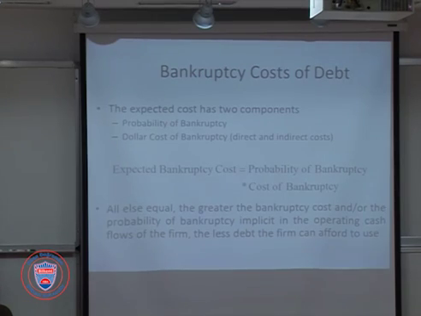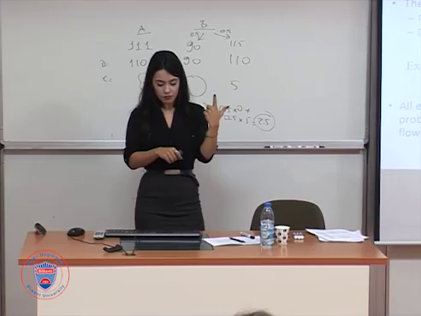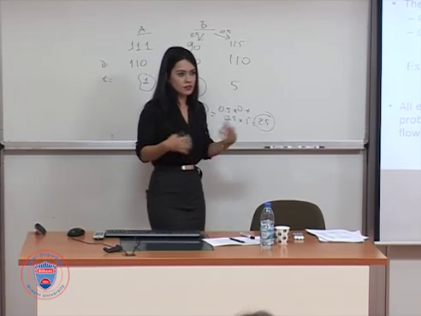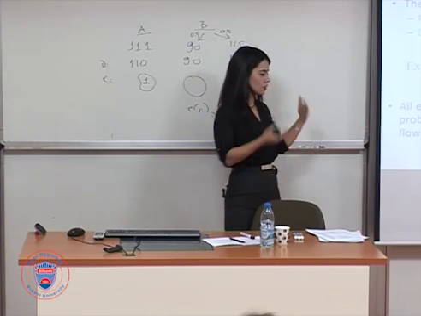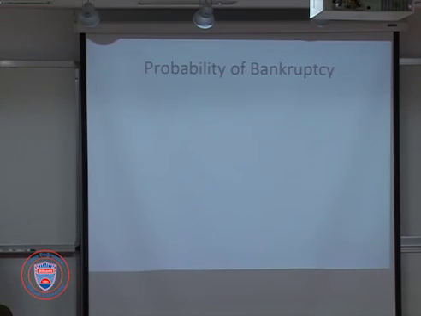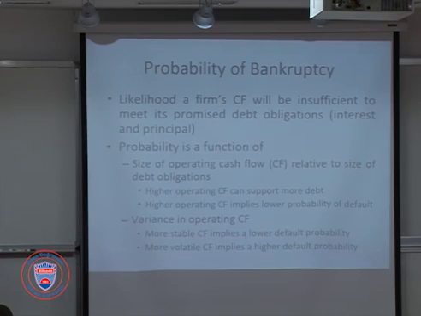And when I say bankruptcy cost of debt, I'm talking about two things. Expected bankruptcy cost will be calculated by using probability of bankruptcy and cost of bankruptcy, okay? Of course, the greater the bankruptcy cost and the probability of bankruptcy, the less debt a company can afford. And we're going to talk more about it in a second. So what kind of companies will have higher probability of bankruptcy? Basically, bankruptcy is all about whether you will have enough cash to pay off your debts.